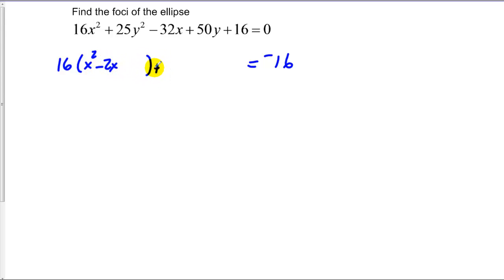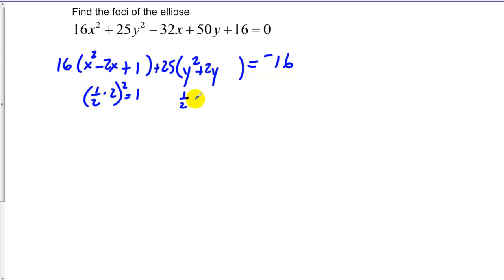And then likewise pull out a 25 for the y terms, so that's y squared plus 2y. Complete the square on the negative 2, and I get half of 2 squared is equal to 1, and once again half of 2 squared is equal to 1 here. Now you'll have to notice though, I have to keep my side balanced.